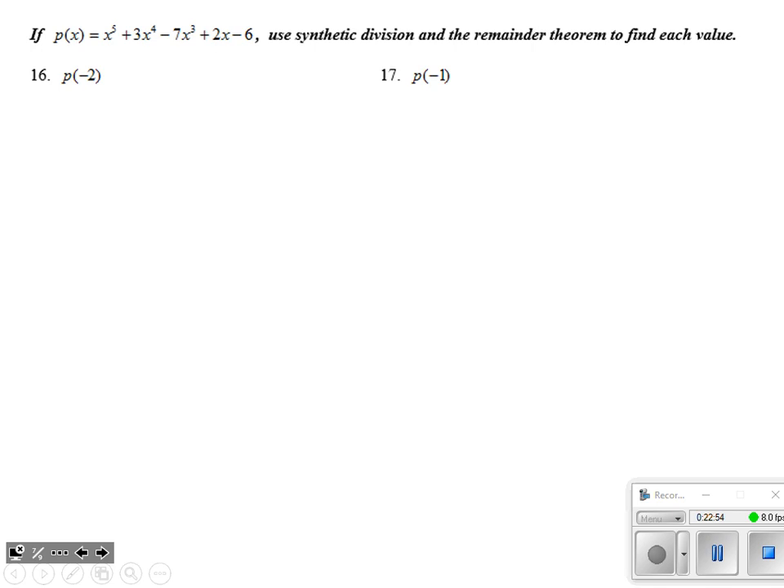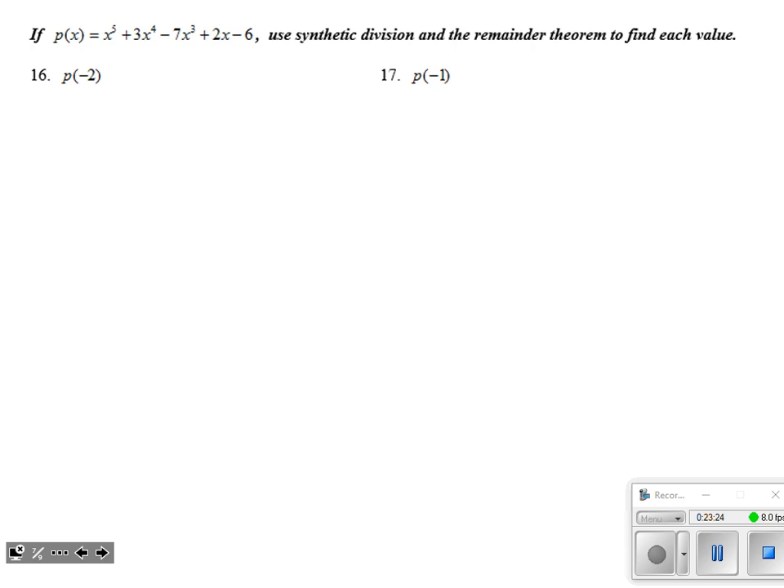Our next set of problems. If we have a polynomial function given, it says use synthetic division and the remainder theorem to find each value. And you can see we're trying to find the same thing as if we would just plug a -2 into that polynomial, but man, is that a lot of work to do. Even with a calculator, that takes a long time to type out. So what we're going to do is use synthetic. Whatever the remainder is, that is the same thing as this value p of -2.